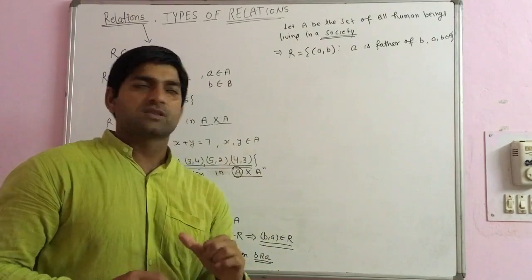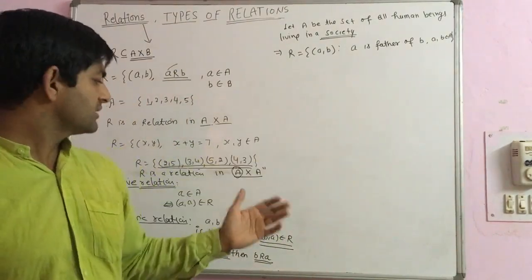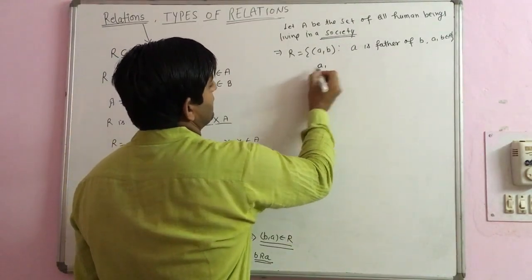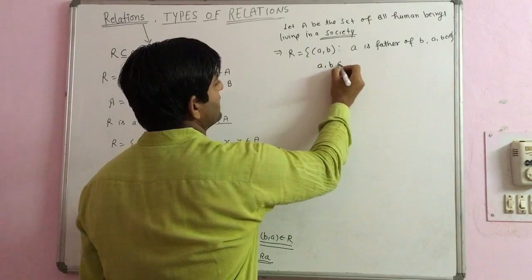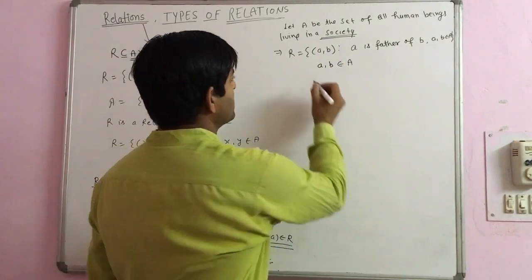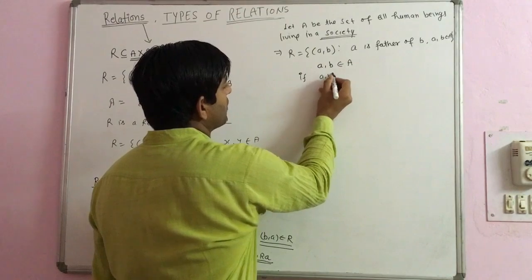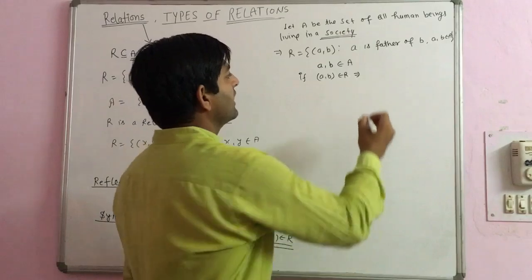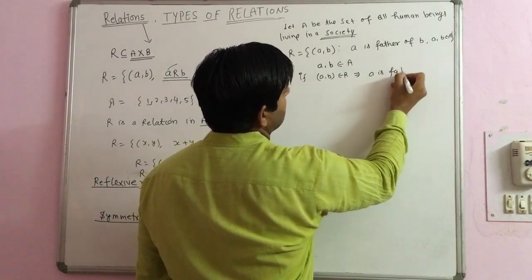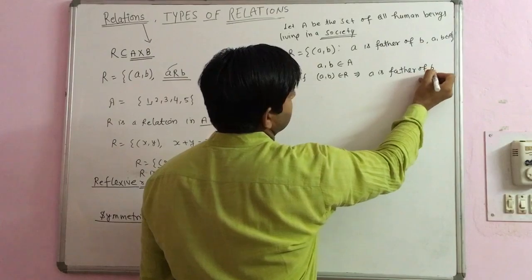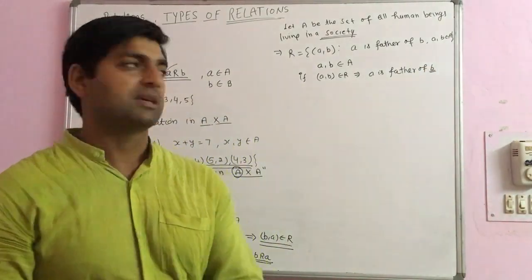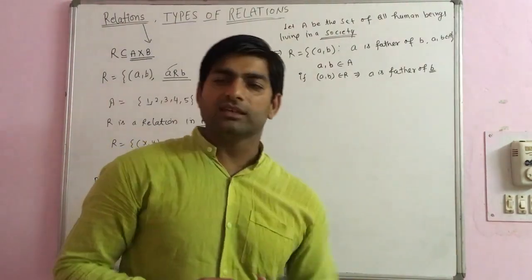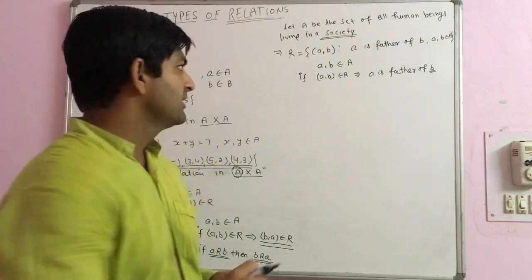Then how do you check whether this relation is symmetric or not? The working rule is to take two persons A and B from that set A. First condition, AB belongs to R. What does it mean? It means A is father of B. If A is father of B, then B is son of A.